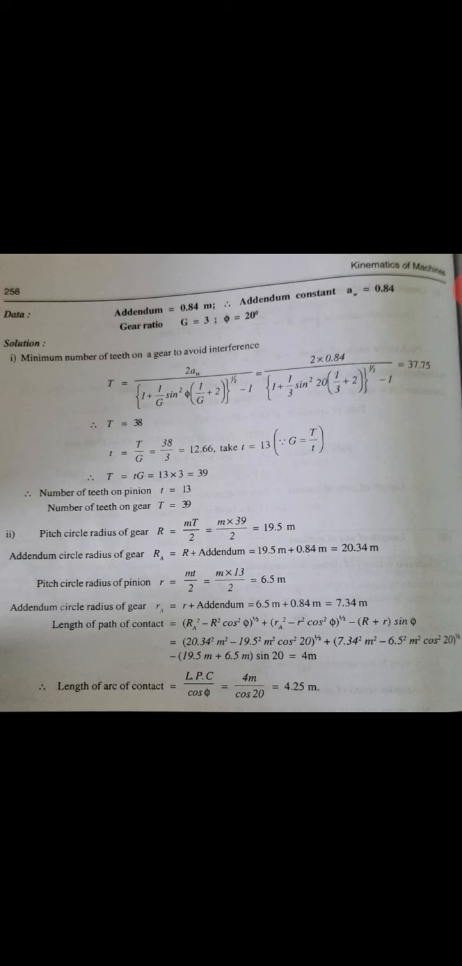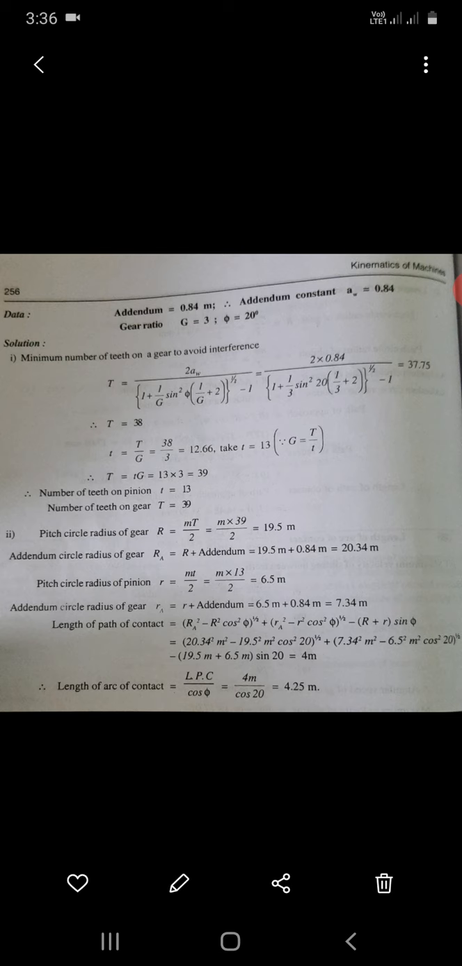So addendum is 0.84 module, that means addendum constant AW is 0.84. Gear ratio G is 3, phi is 20 degrees. So to find the minimum number of teeth on gear, the formula is capital T = 2 AW divided by [square root of (1 + (1/G)(1/G + 2) sin² phi) minus 1]. Substituting this we have 37.75 or 38 number of teeth, capital T.